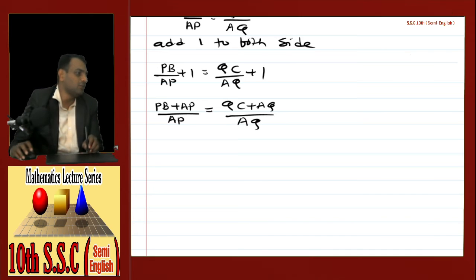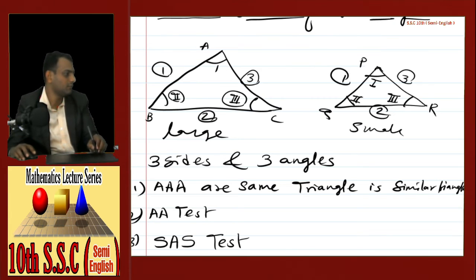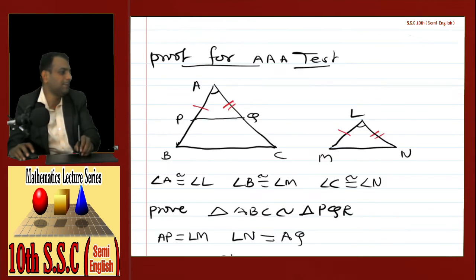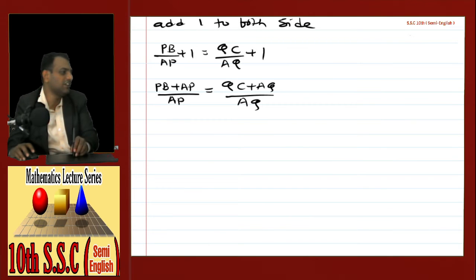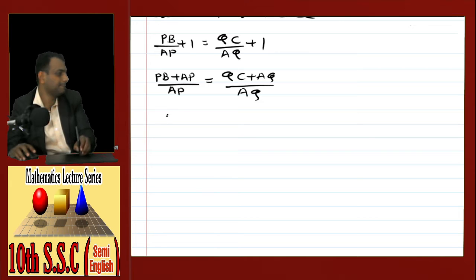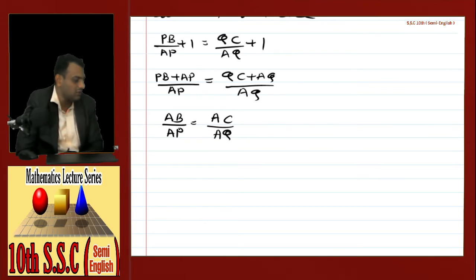PB plus AP means AB, and QC plus AQ equal to AC. So AB upon AP equal to AC upon AQ.